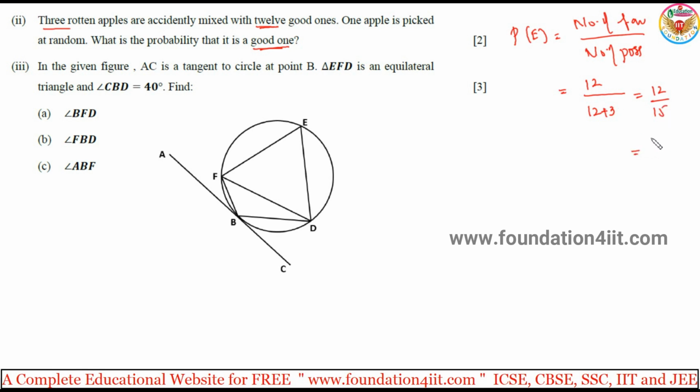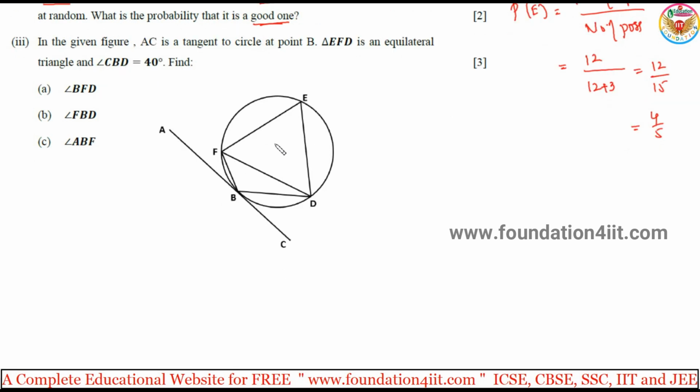So it is the 3 table. 3 fours are 12, 3 fives are 15. So 4 by 5 is the probability. Just write the formula and substitute. Right, and this third one.